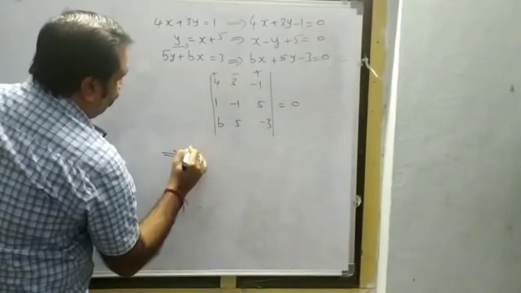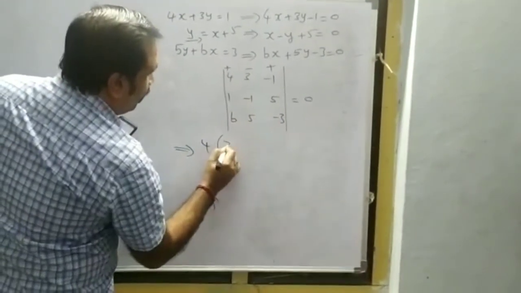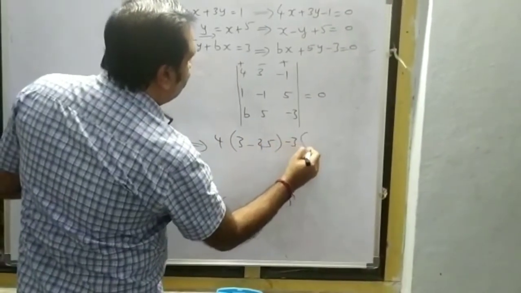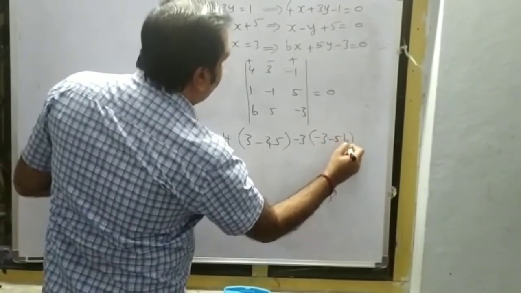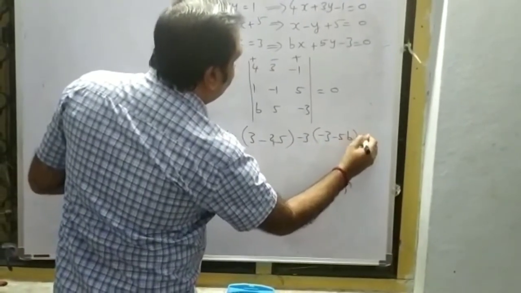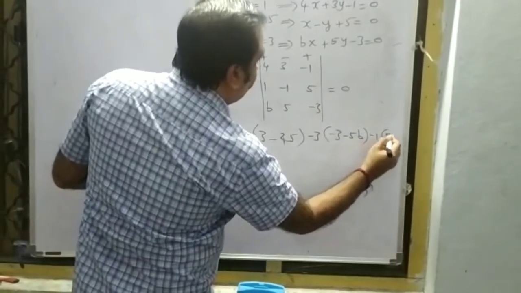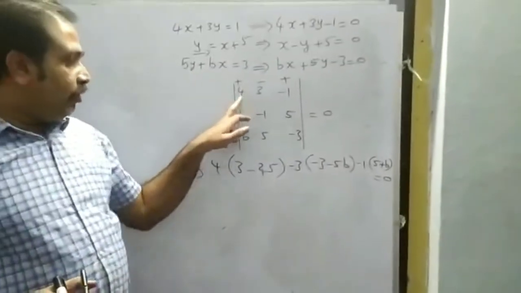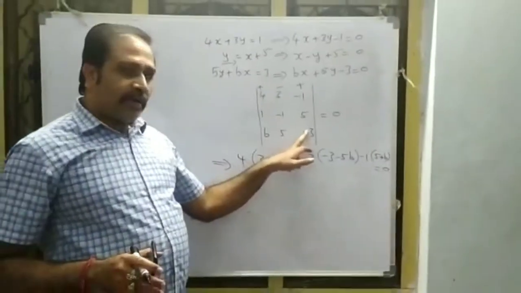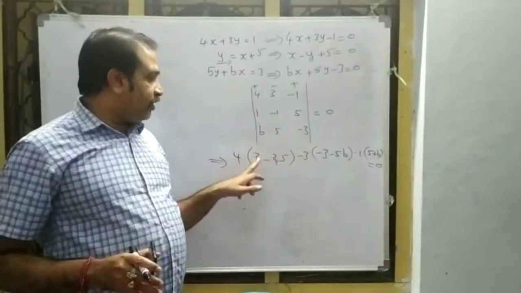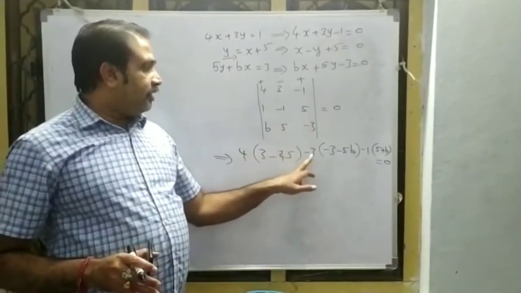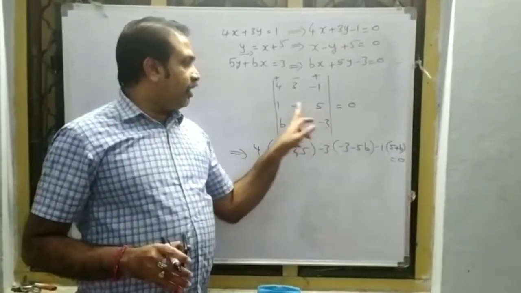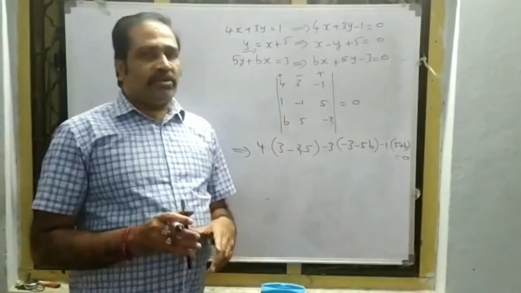Plus minus plus only. 4 into 3 minus 25, minus 3 into minus 3 minus 5b, minus 1 into 5 plus b is equal to 0. Okay, 4 into, we can cross multiply, minus 1 into minus 3 becomes 3, minus 25, minus 3 into minus 3 minus 5b, minus 1 into 5 plus b is equal to 0.